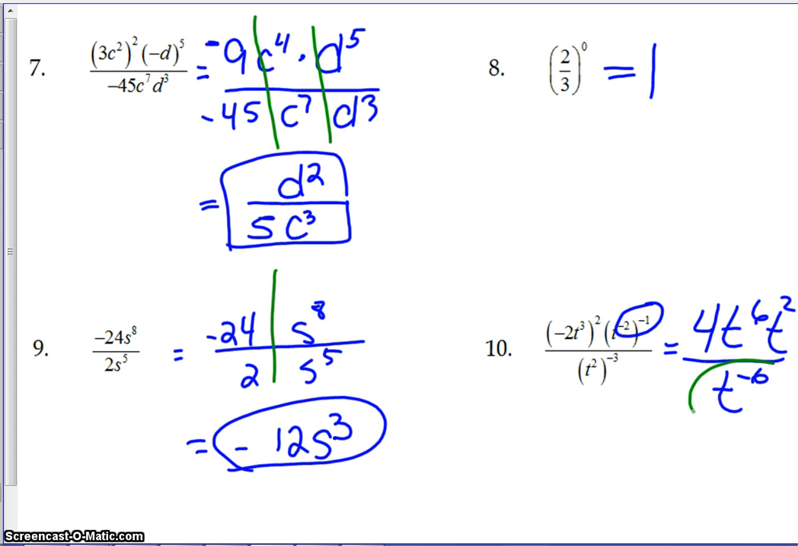Well, now I need to move this denominator. Okay, so now in the numerator I have my 4, my t to the 6, and t squared. And now in the numerator I'm going to have another t to the, sorry, and I have the wrong number here, t to the 6th.